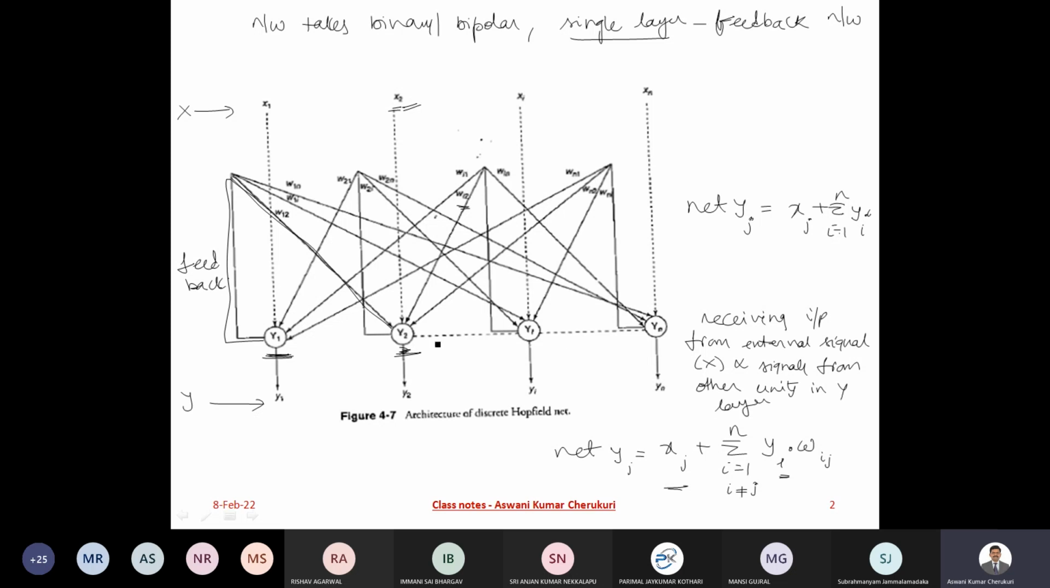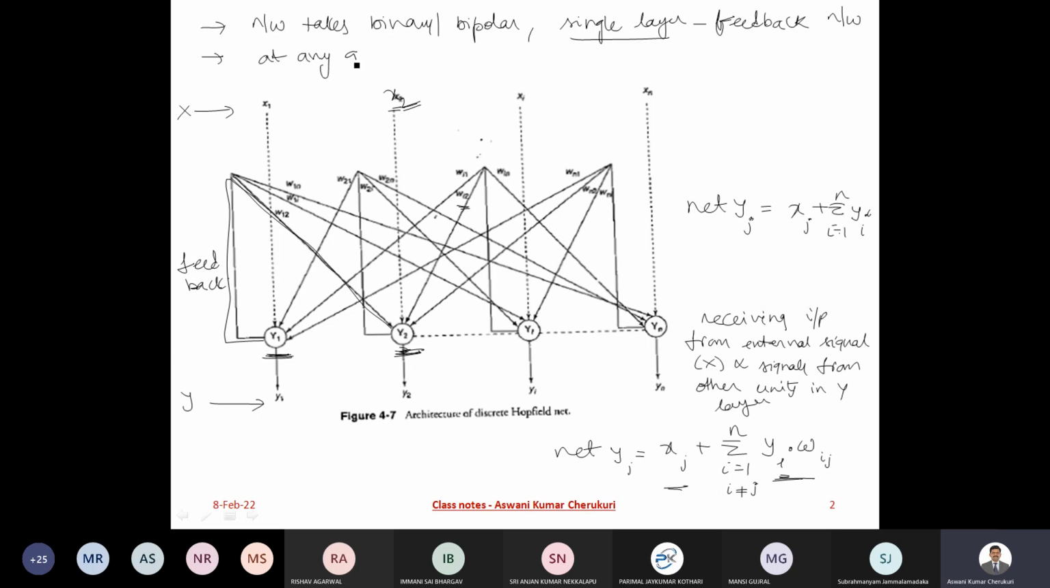Okay, so as I've said, Y2 is getting the input from the external signal, which is X2, and in addition, it is also receiving the inputs from the other units in the Y layer. And obviously, you are going to look at the corresponding connection weights. And the point is, another important functionality of this particular network is, at any given instant of time.